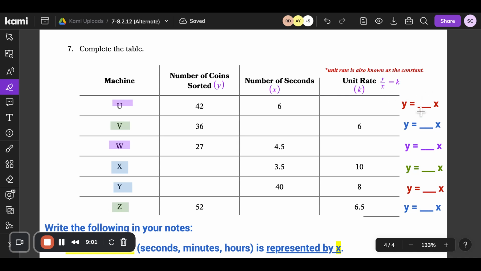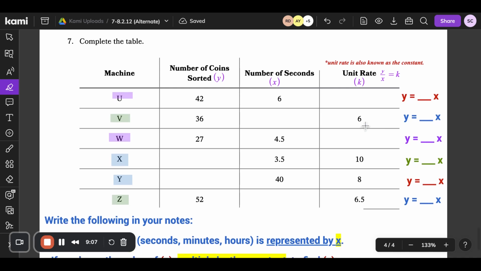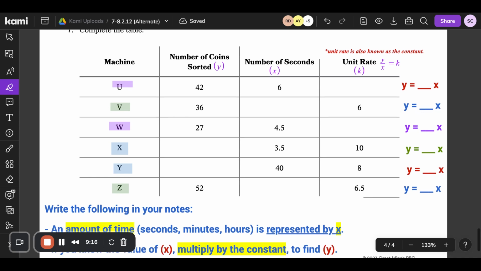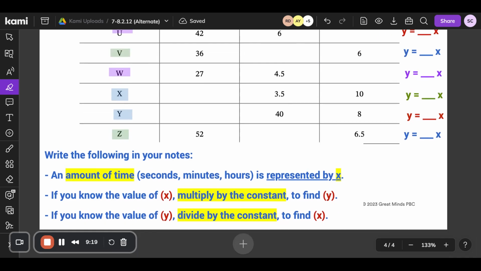You need to make sure that you write what your equation is based off of your constant, writing what your equation is for each of these machines here. So for example, with machine V, the constant is 6. So for this part here, I would say Y is equal to 6X, right? But for this last part, make sure that you write the following in your notes. An amount of time is seconds, minutes, hours, days, years. Any amount of time is going to be represented by X. And if you know the value of X, you're going to multiply by your constant to find Y. And if you know the value of Y, you're going to divide by your constant to find X.